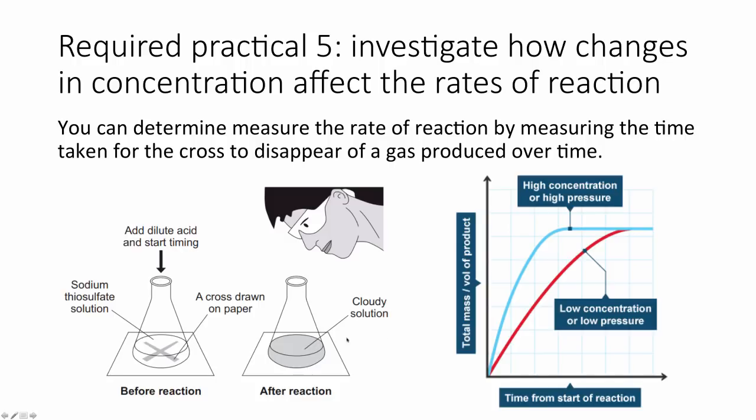And as we can see in this graph, again, if we conduct the experiment at high concentration, we have a faster rate of reaction than if it's at lower concentration.